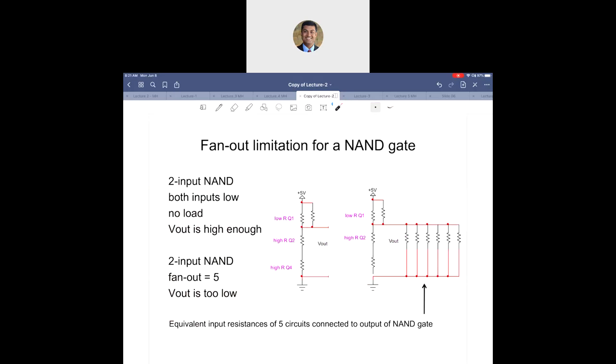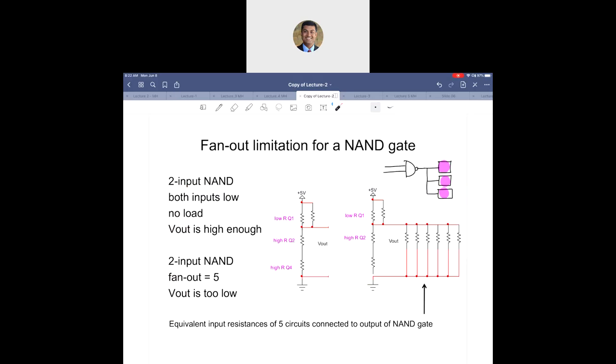If you can have a fan-in limit, similarly, you can also have the fan-out limit, or the number of things you can connect to the output of a NAND gate, or for that matter, any gate. So in this case, there is a NAND gate, and I may connect that to several things. And there has to be a limitation on the number of things I connect at the output of the NAND gate. And this also happens because of the same circuit analysis reasoning.